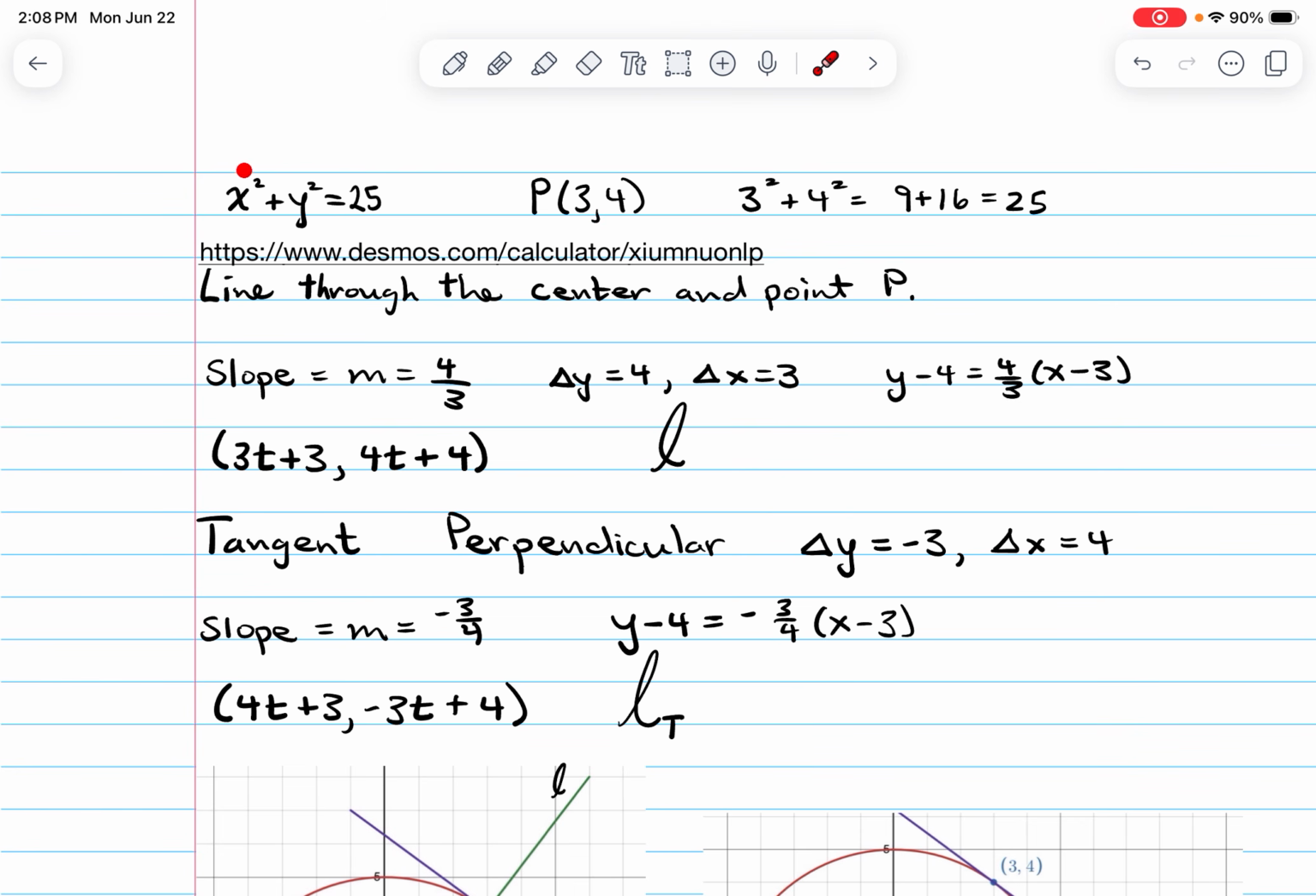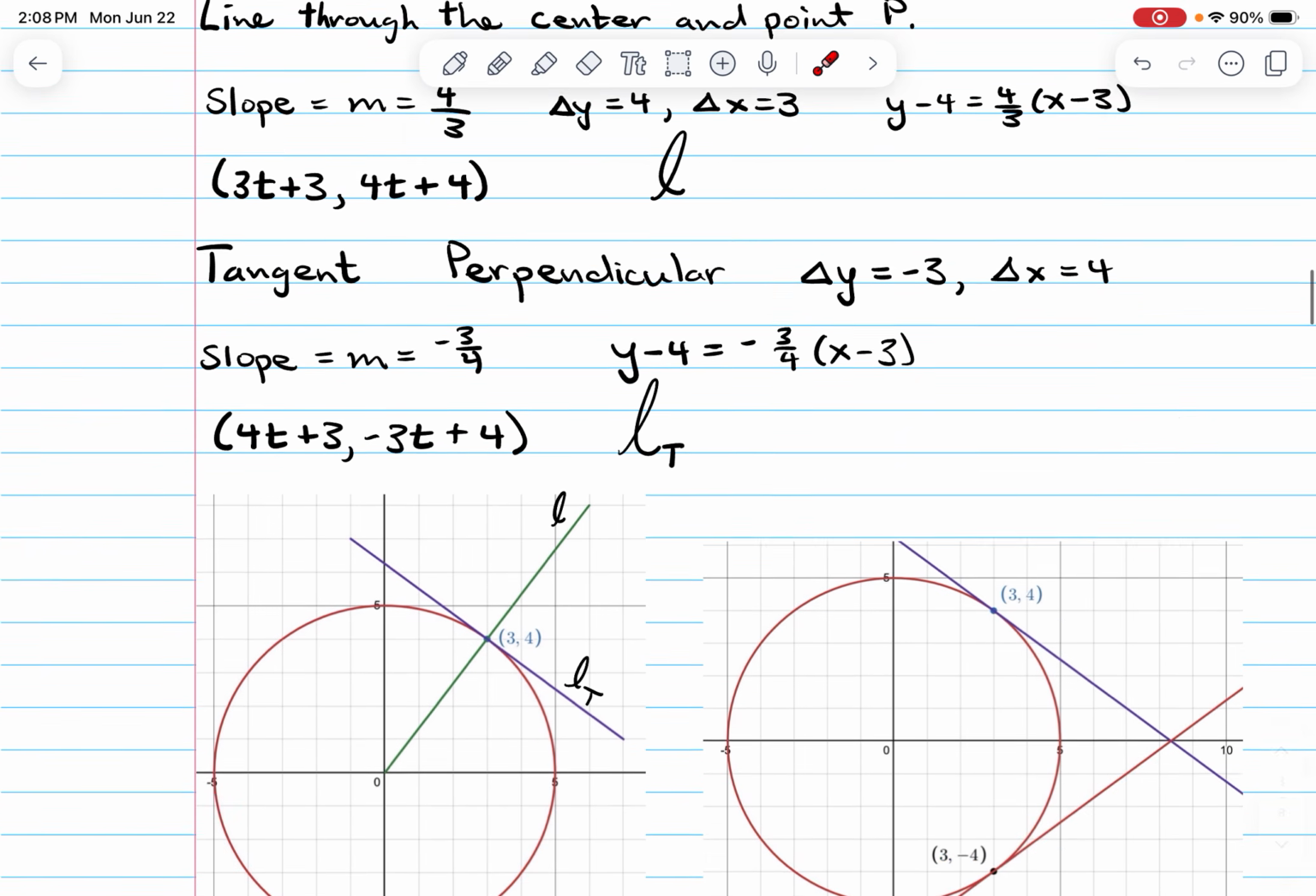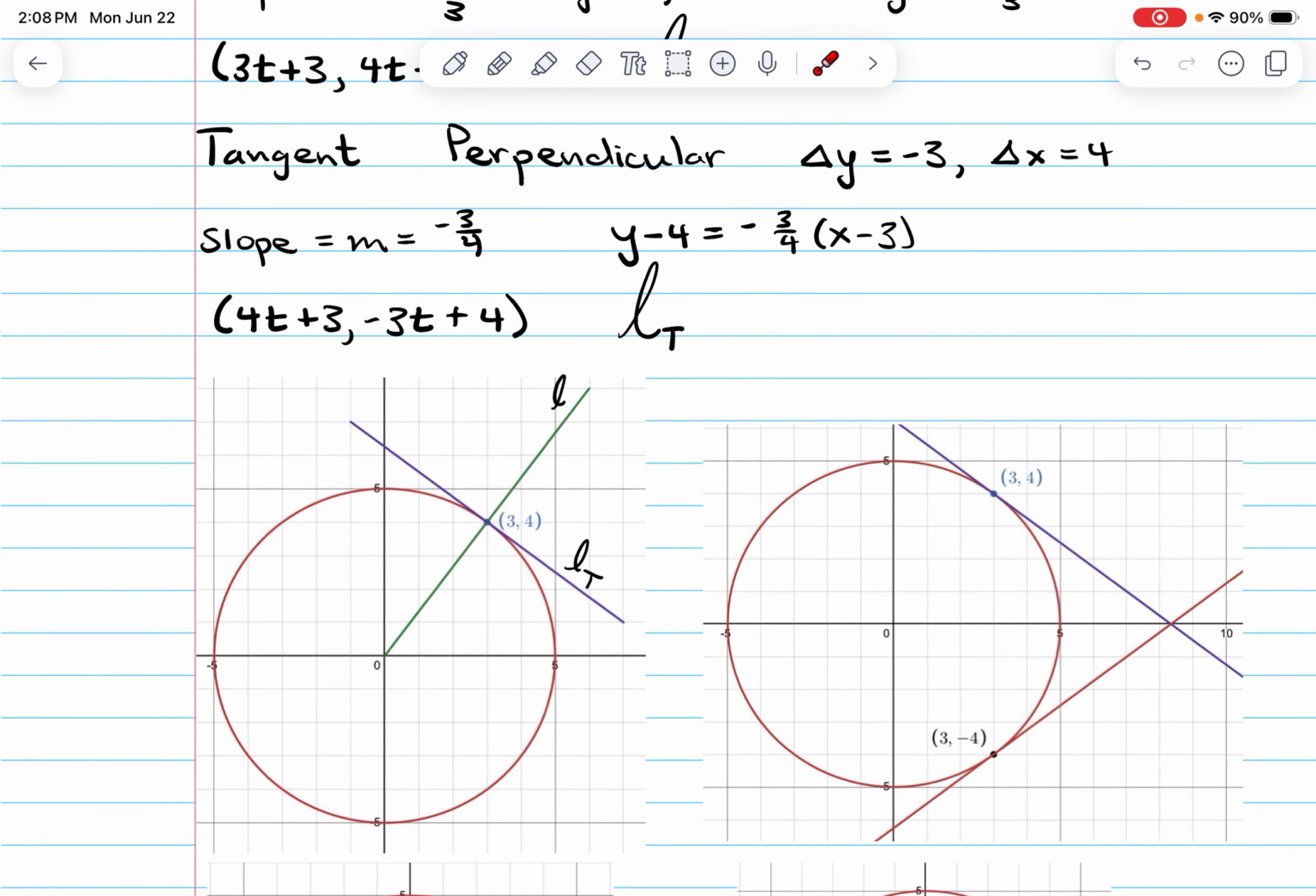Let's see if it is a point on that circle. 3 squared plus 4 squared, that's 9 plus 16 equals 25. Yep. If you take the x, square it, take the y, square it, add them together, you get 25. So that's a point on the circle. Now what I want to do is get an equation for the line through the center of the circle and the point P. In other words, I want to get an equation for this line right here.